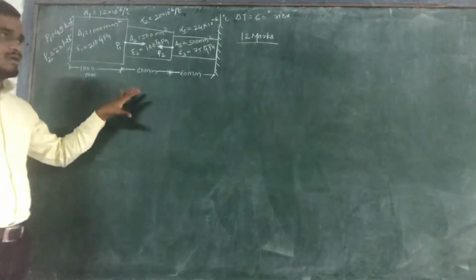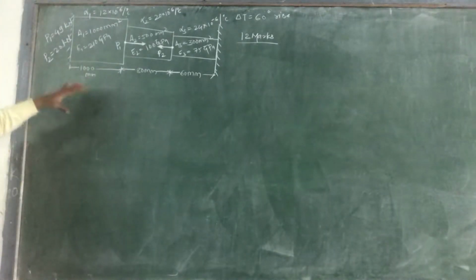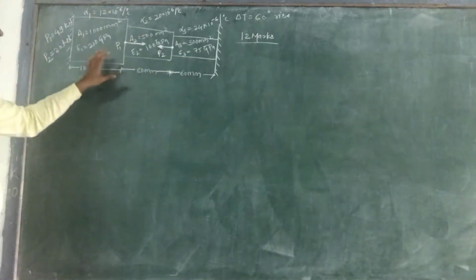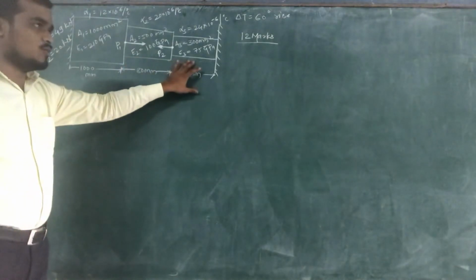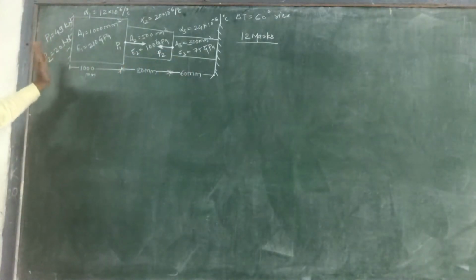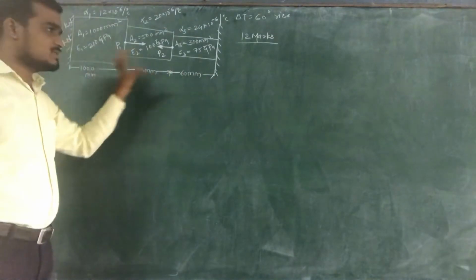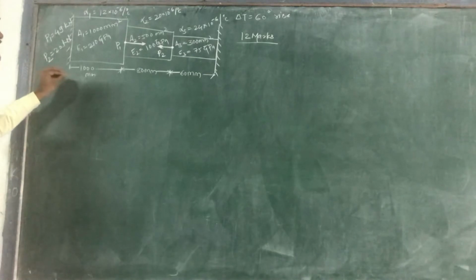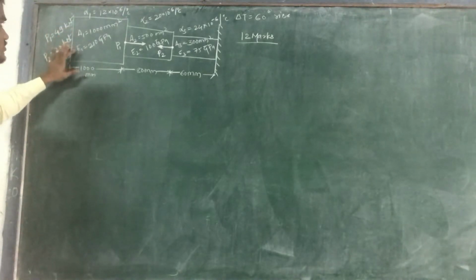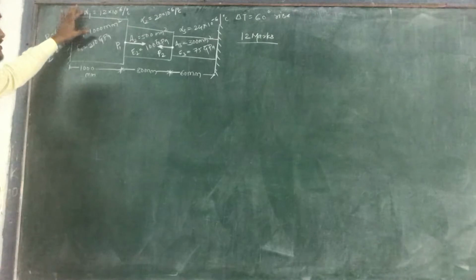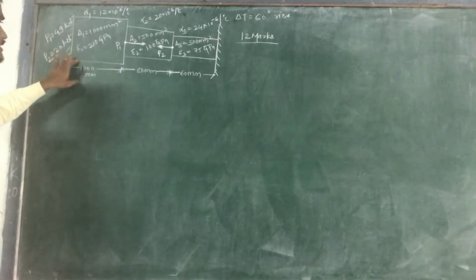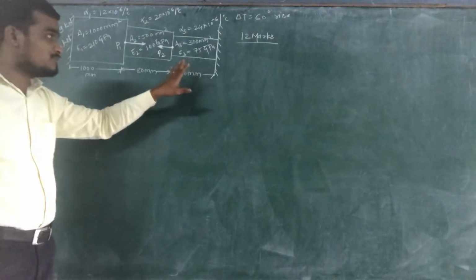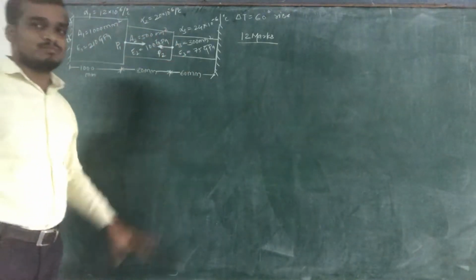In this example there are three elements, or three bars, made up of steel, brass and aluminum. The left and right ends are both fixed, and all the input data is given here itself. The area, Young's modulus and coefficient of thermal expansion for the first element are given. Likewise for the second and third elements, the area, Young's modulus and coefficient of thermal expansion are given.